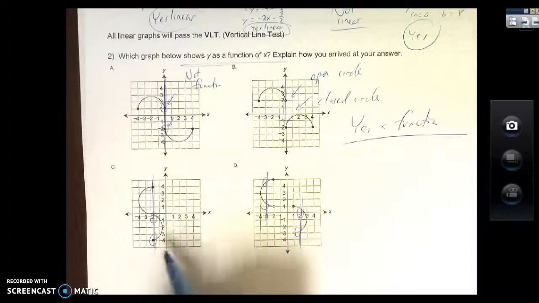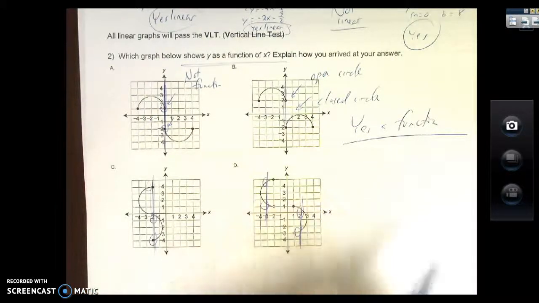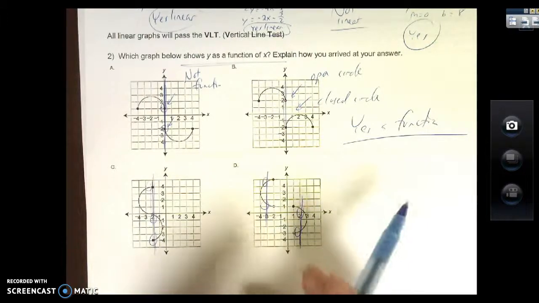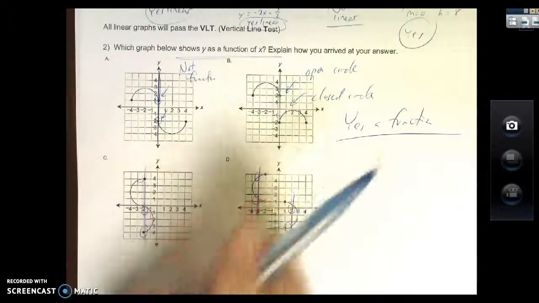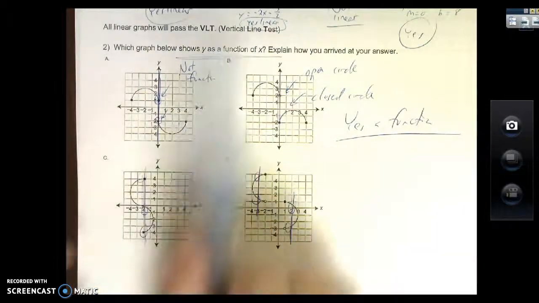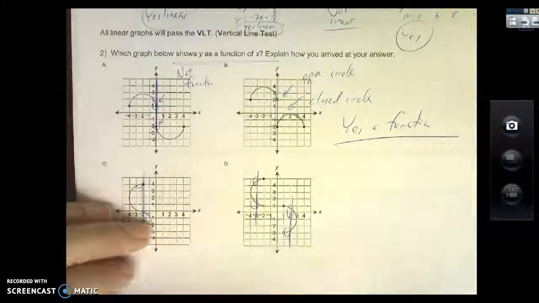This is a very easy test. It's something that they can definitely be expected to throw at you on this test. It's actually like a freebie point because this is not bad. You're just doing the VLT straight up and down, seeing if it hits more than 1 point, and you'll be in good shape.